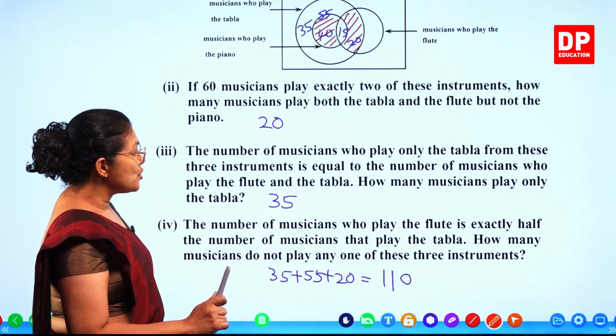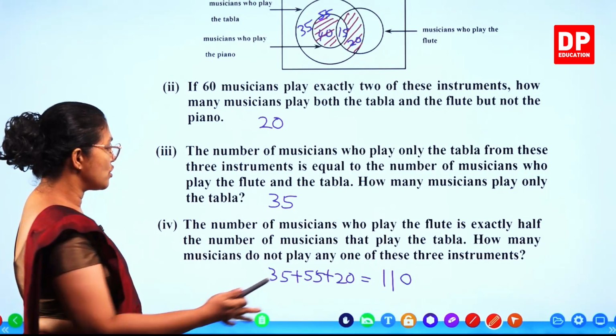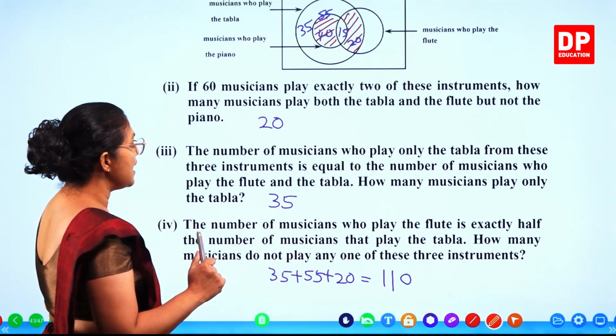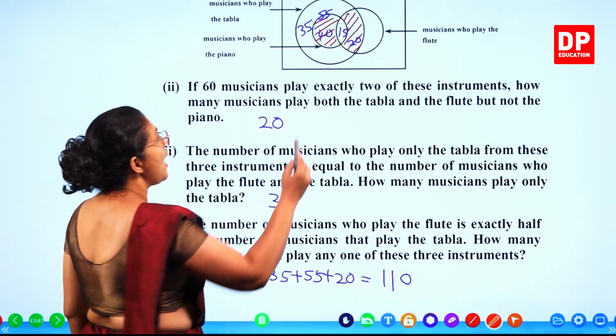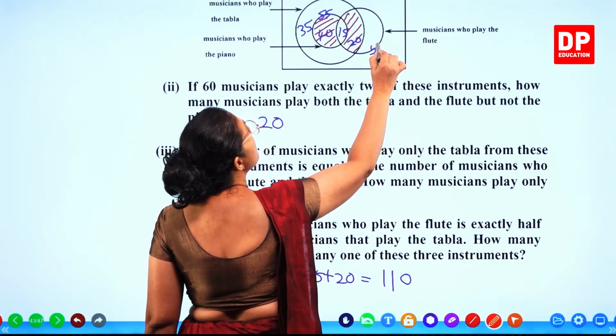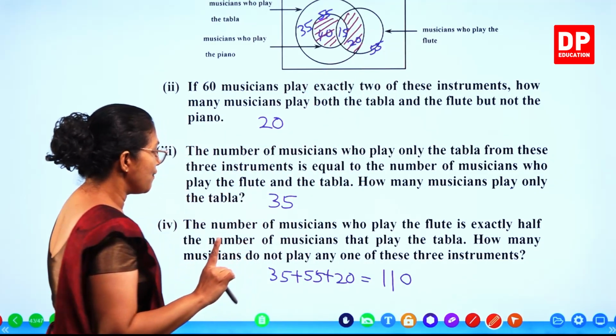The number of musicians who play the flute is exactly half this amount. Half of 110, what is half of 110? That's 55. So that means this number is 55. Those who are playing flute is 55.